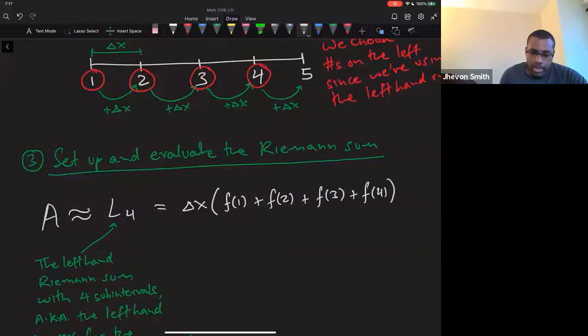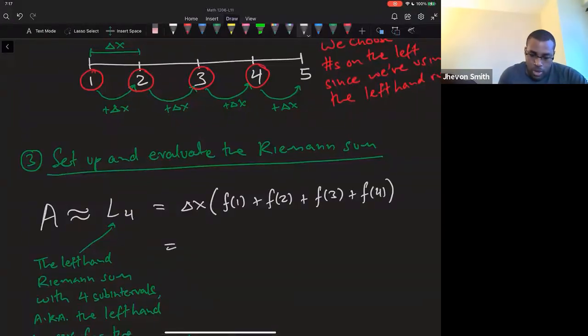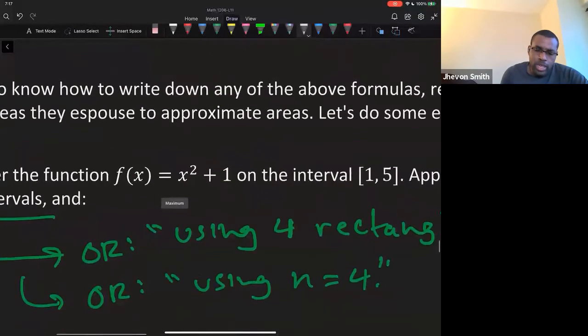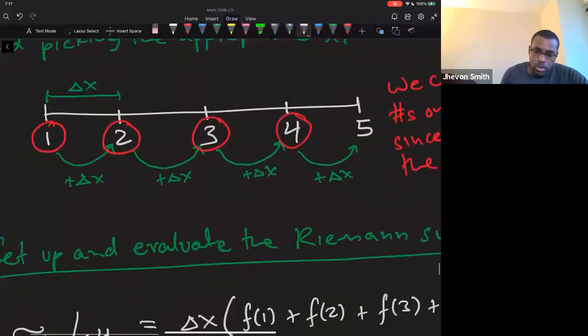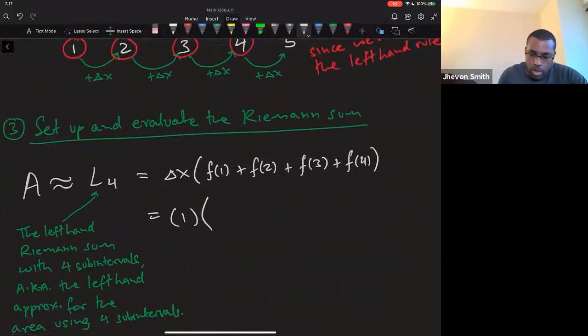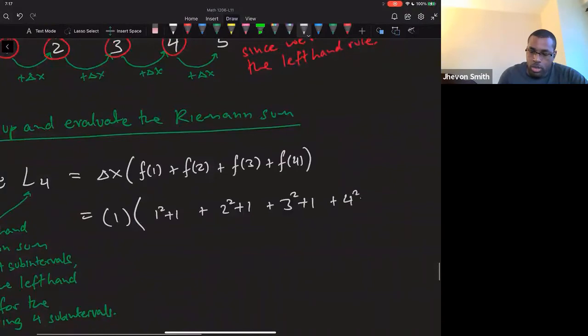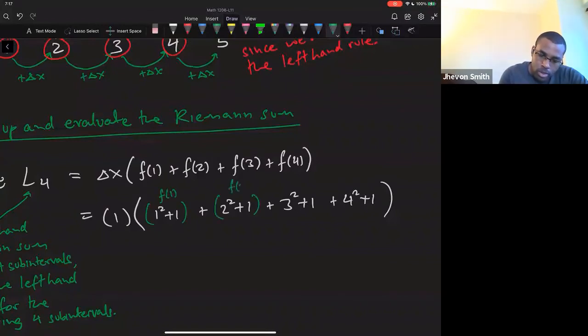And now you're just going to plug these guys in. So your delta x, well, that's just 1 in this example. Your f was x squared plus 1. So your f of 1 is 1 squared plus 1. Your f of 2 is 2 squared plus 1. Your f of 3 is 3 squared plus 1. Your f of 4 is 4 squared plus 1. Right, so here, this is your f of 1. Here, this is your f of 2. Here, this is your f of 3. And here, this is your f of 4.